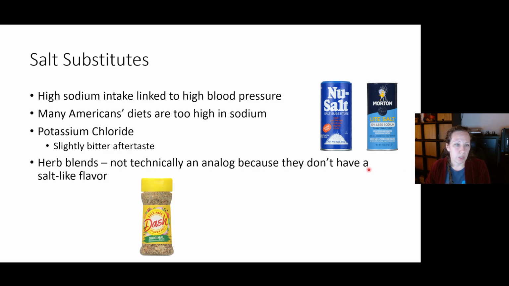The second option is herb blends. So that's like this Mrs. Dash. And I should really have here herbs and spices. So you could use herbs or spices. These are not technically an analog because they don't truly replace the flavor. Herbs and spices don't taste salty, but they do add flavor. And so that's why this Mrs. Dash is sold as a salt substitute.